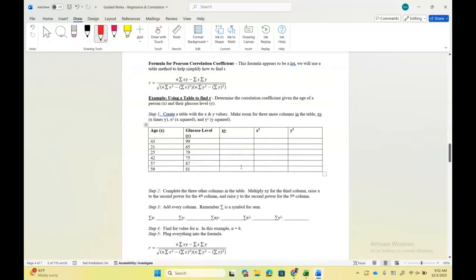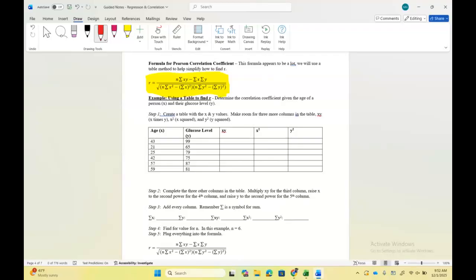All right, so the next thing we need to do is learn how to actually solve for that value of R, okay? And here's a formula to solve for R. Okay, for that Pearson correlation coefficient, this is how we solve for it. It looks pretty crazy. It's the longest formula we've had in statistics so far this year. We're going to use a table to help us organize that information and do some examples.